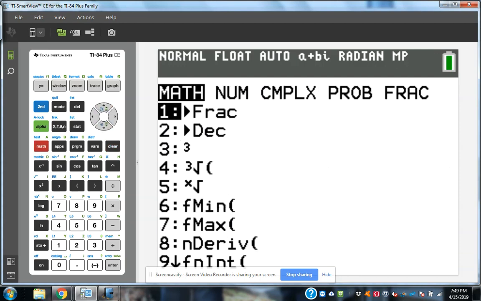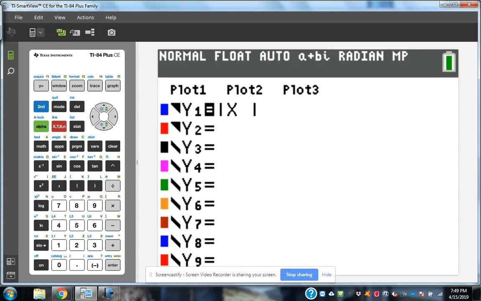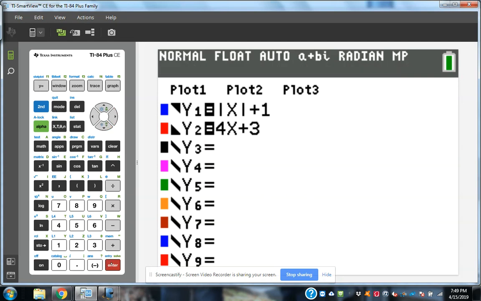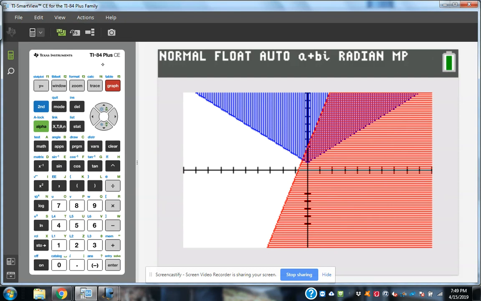Okay. If you go to the newest of graphing calculators, you got absolute value, same location, math over to number, absolute value of X plus 1. And then this one is going to be 4x plus 3. And I need to change that to the triangle below. So hit enter, go over to line, the triangle below. And we see that same picture, just in color. Not too bad there.